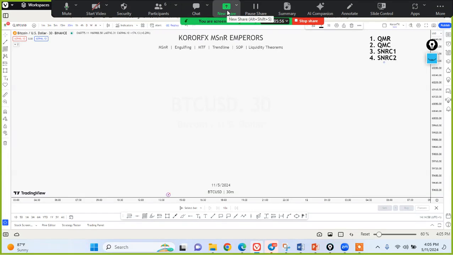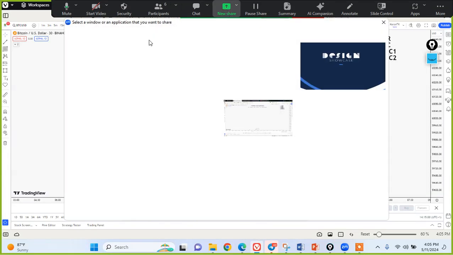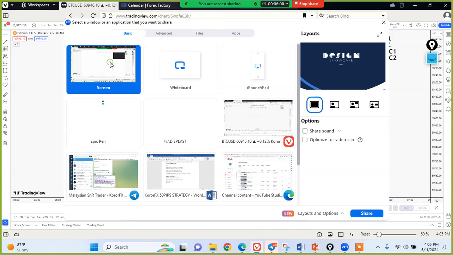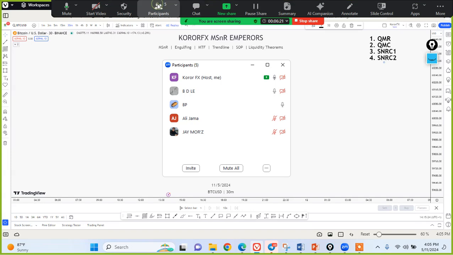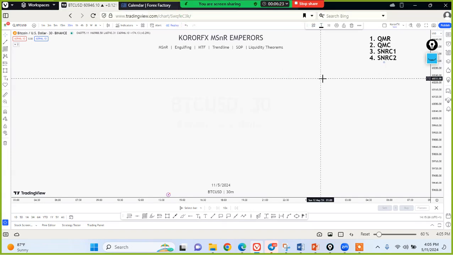Share my whole screen. And I think you can see it, guys. I hope that I have sent the notice a couple minutes ago, and if anyone wants to join, he or she may join already. If not, then we can continue, starting with the QM.